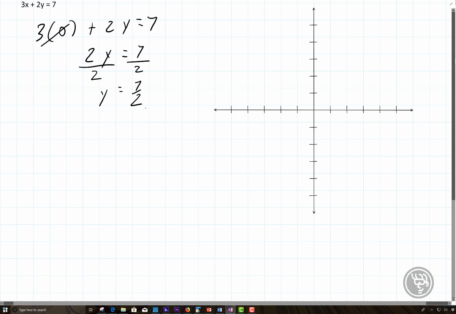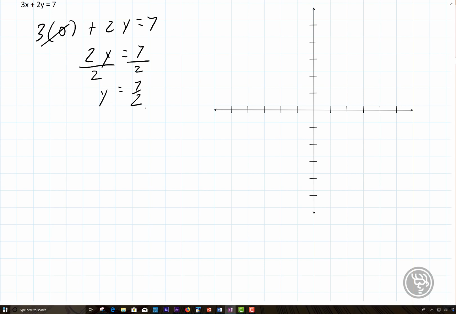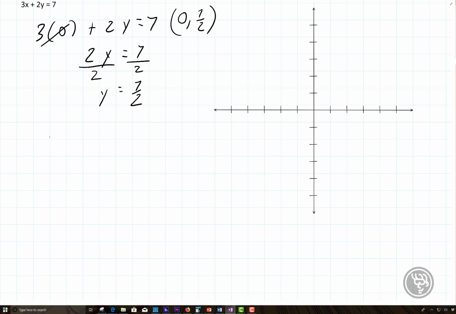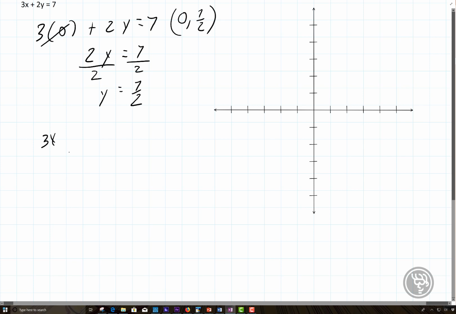That is one point. And yes, I am going faster because I think we've done these a couple times now. So the y-intercept is going to be 0 and 7 over 2. That is your y-intercept because there's no x. Now let's do the x-intercept. 3x plus 2 times 0 is equal to 7. So this goes away, and you have 3x is equal to 7. Divide by 3. x is equal to 7 over 3.